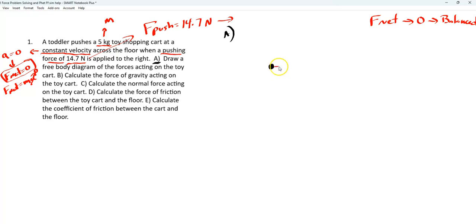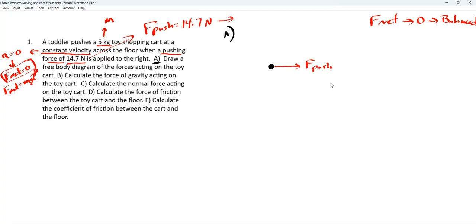So I'm going to start with that one, and I'm going to draw it in. So the force of the push. You just draw your arrow with an appropriate size and the direction of that arrow, which is pointing to the right.